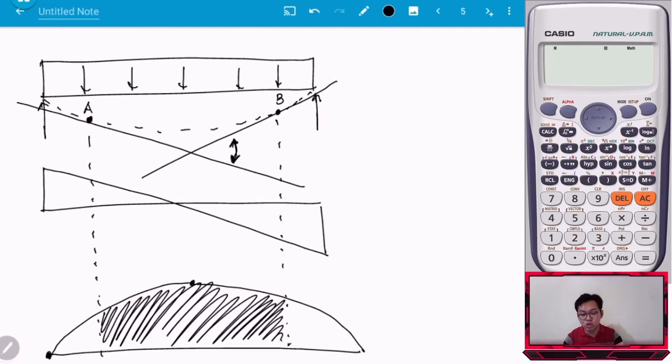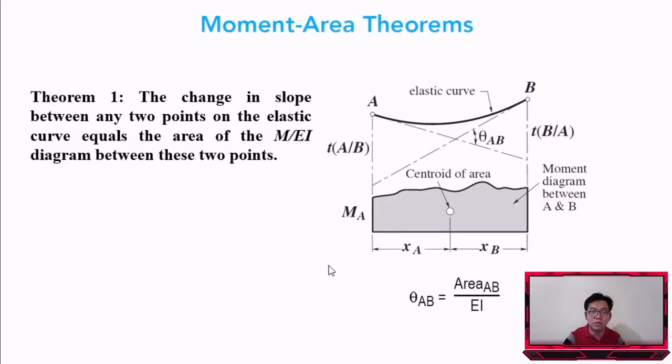Okay? To solve for the slope at A. Anyway, later on, meron tayong mga example problems. Okay? So, I hope naintindihan nyo yung first theorem. Simple lang. Okay? So, sa figure natin, tingnan nyo, halimbawa, ito yung elastic curve, and then we have point A and point B. Okay? So, ito yung tangent sa A, ito yung tangent sa B. So, ito yung theta sa tapos AB.